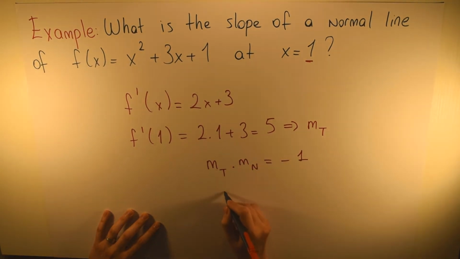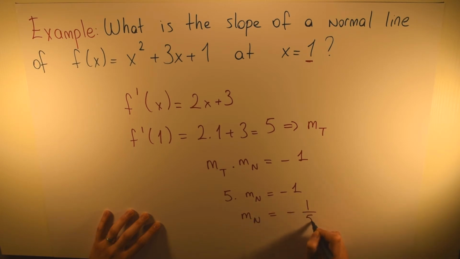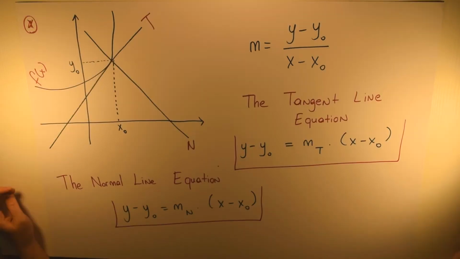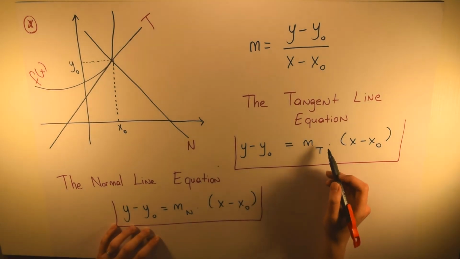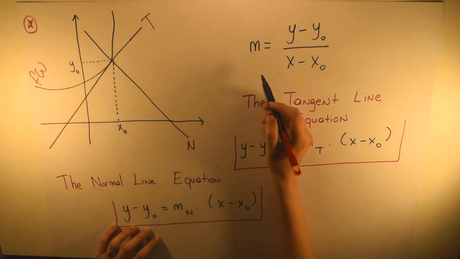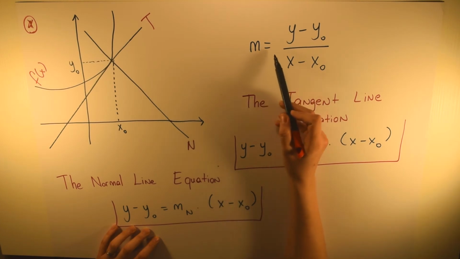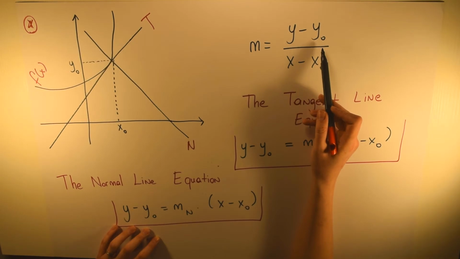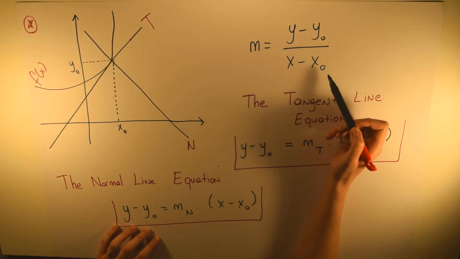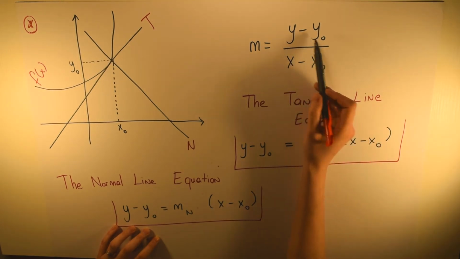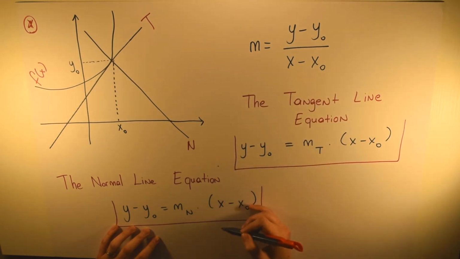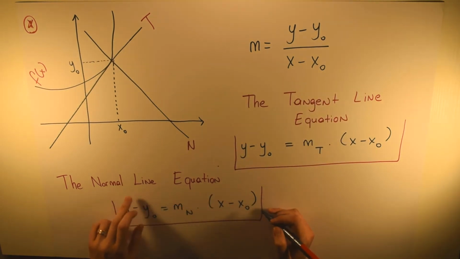So from here, 5 times mn is equal to minus 1, and mn is equal to minus 1 over 5. Now let's see how we write equations for these lines. So we know this slope formula from analytic geometry, right? The slope is equal to y minus y0 over x minus x0. So we will use this formula to write our equations for our tangent line and normal line.